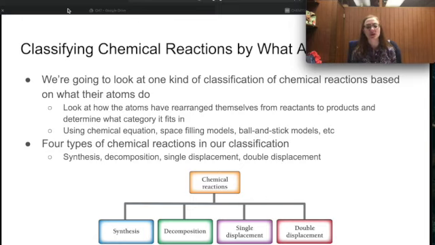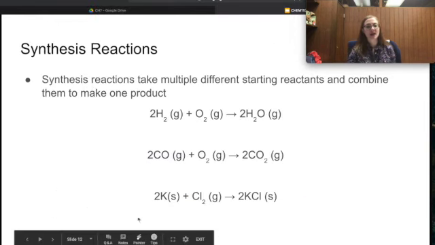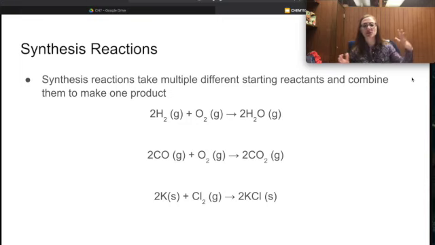So the four kinds we're going to talk about are synthesis, decomposition, single displacement, and double displacement. So a synthesis reaction is basically exactly what it sounds like. It takes multiple different starting reactants and combines them to make one product. So in a synthesis reaction, we're taking multiple things, we're smashing them together, we end up with one thing in the end.